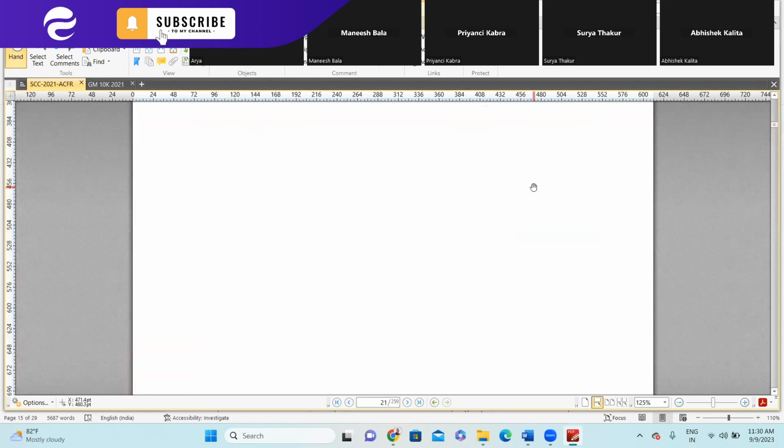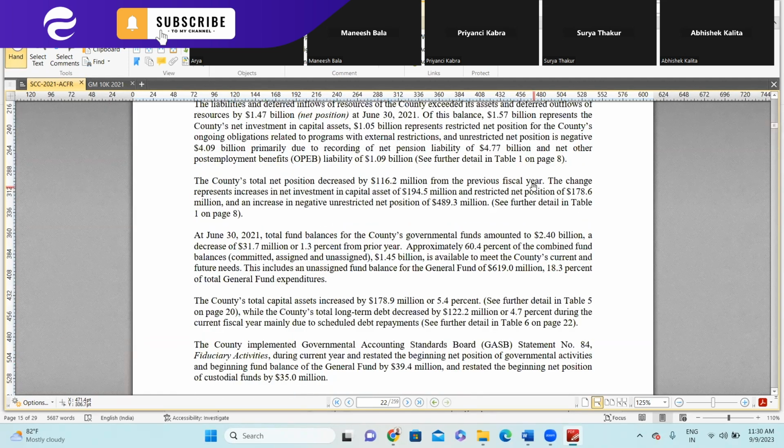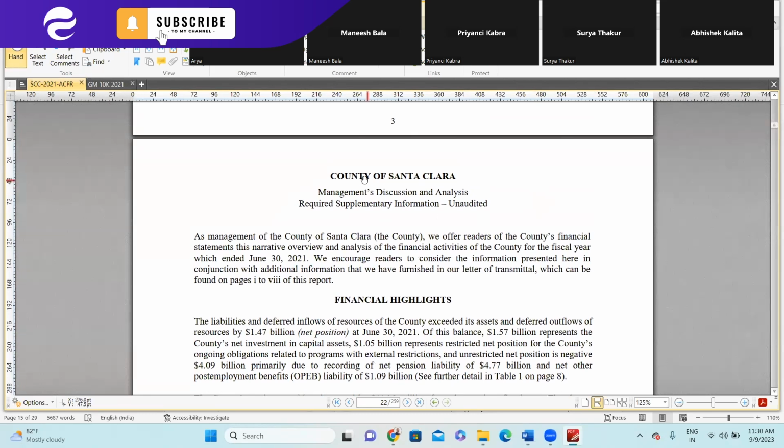This is page 2, 3. Yeah, there you go. So this is management discussion and analysis.